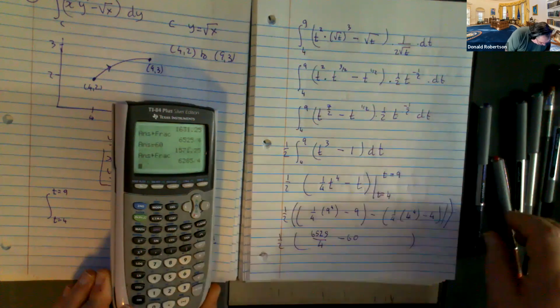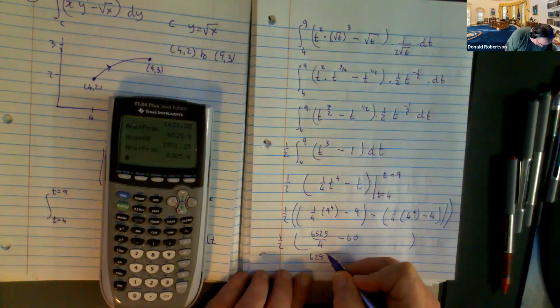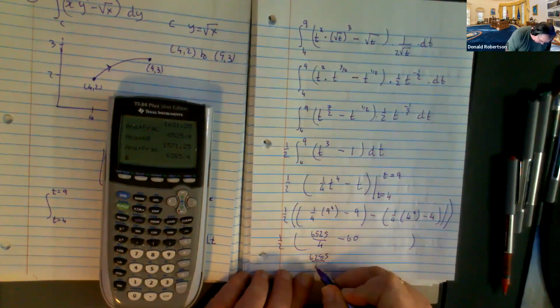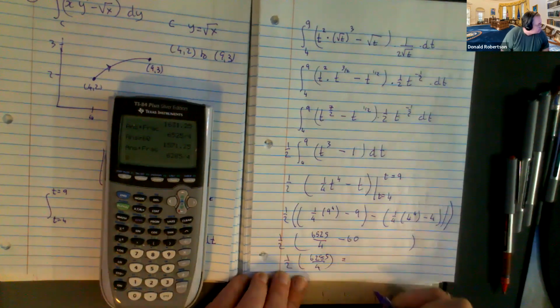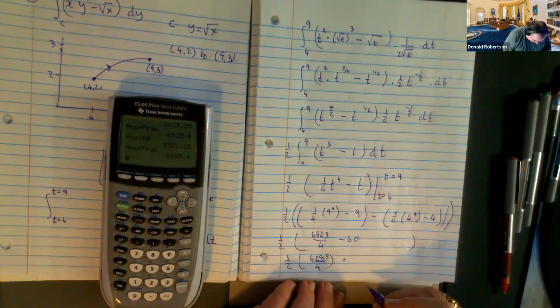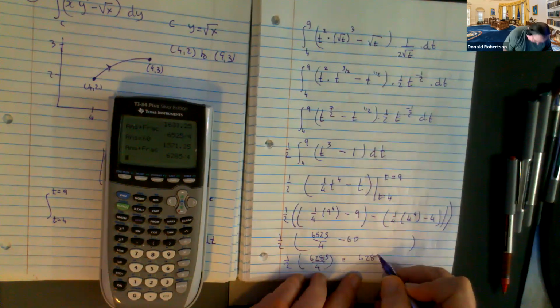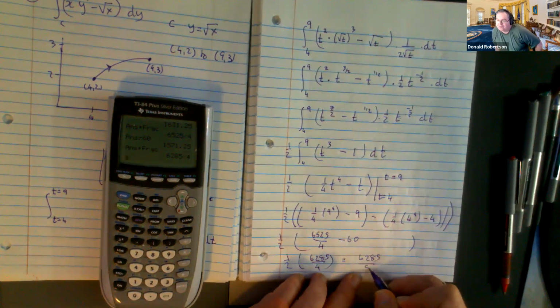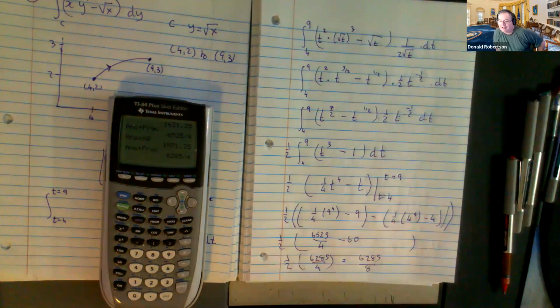So we can take that guy, take away 60, make it a fraction. And that is 6285 quarters multiplied by a half, which is 6285 divided by 8. I knew I'd get one question right. It's 6285 eighths, which is the correct answer.